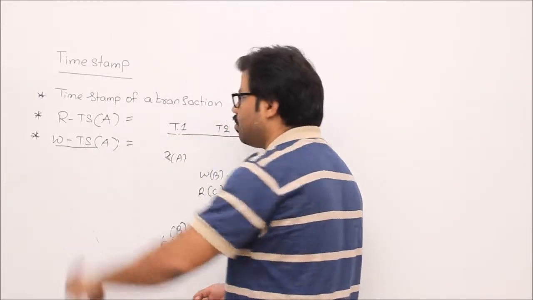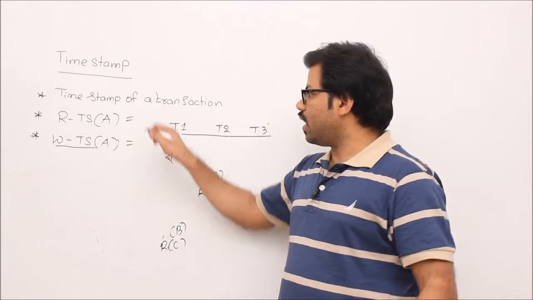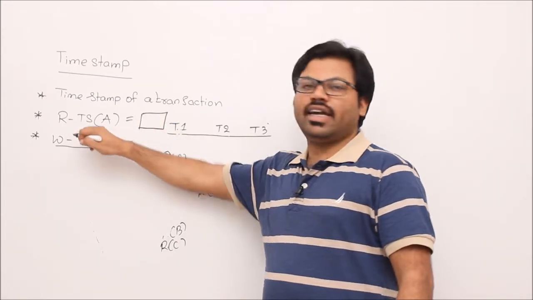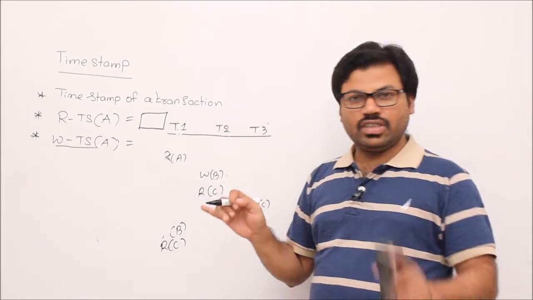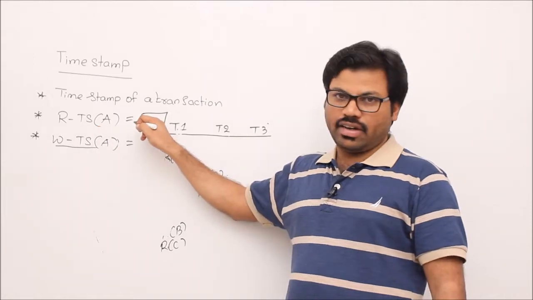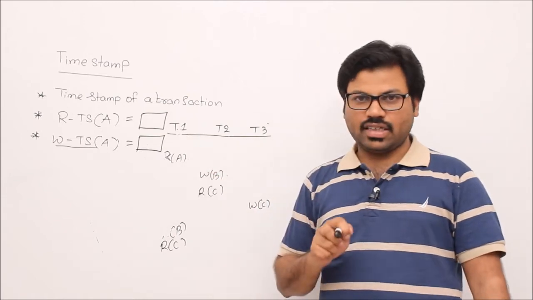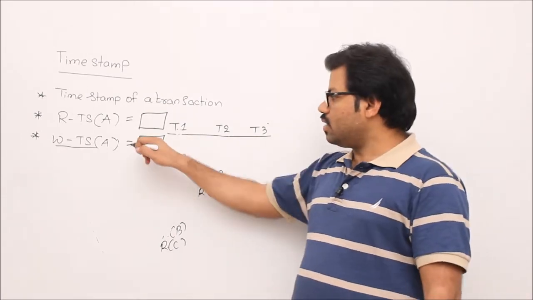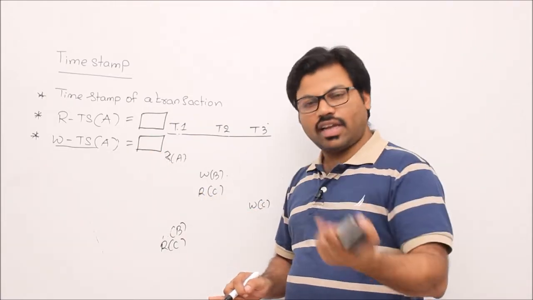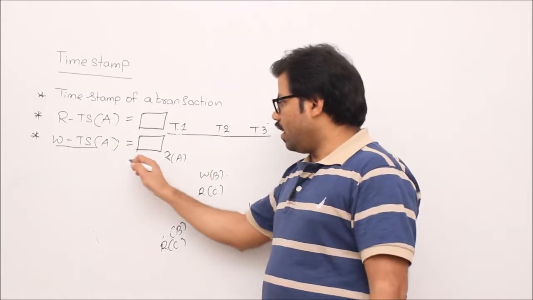Now we will see what the read timestamp and write timestamp are. The read timestamp is the timestamp of a transaction, but which transaction? The youngest transaction which read this data item A. Among all the transactions which read data item A, the youngest transaction's ID will be written here. Similarly, the write timestamp of A is the timestamp of the youngest transaction among all the transactions which wrote this database item A.